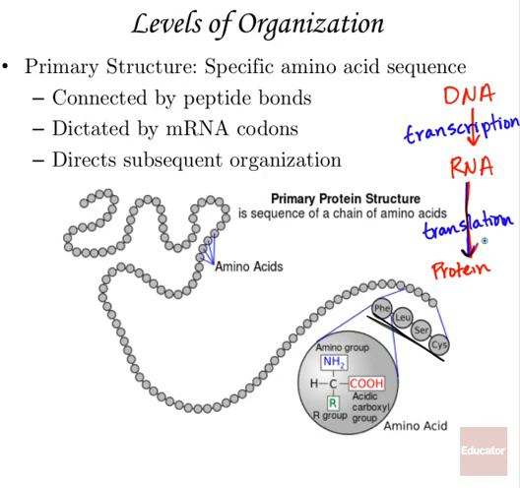And this is going to direct the subsequent organization. So the RNA is going to code a single codon for our cysteine amino acid, and then a serine, and then a leucine, and then a phenylalanine. So this is how it's dictating.